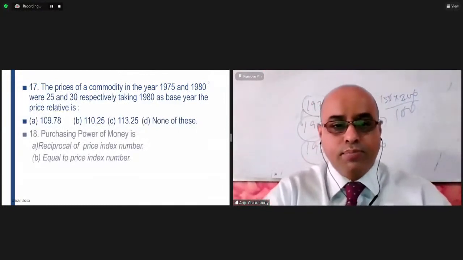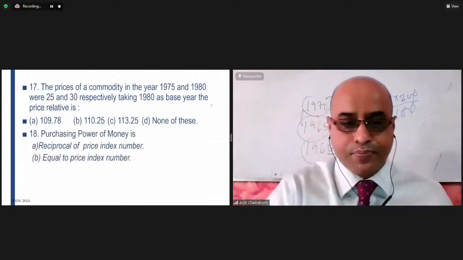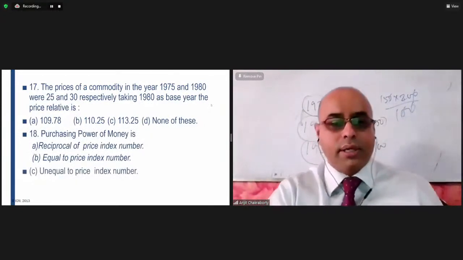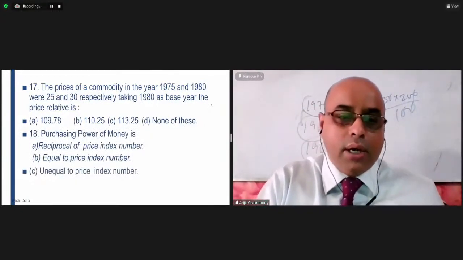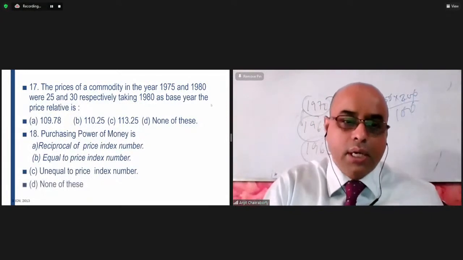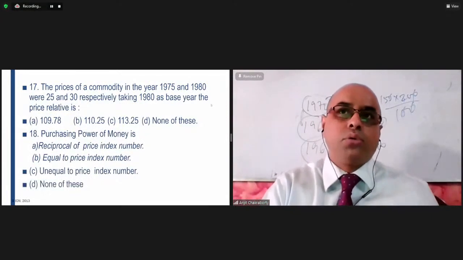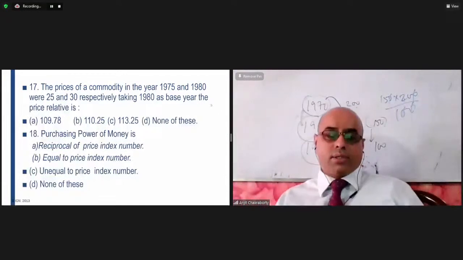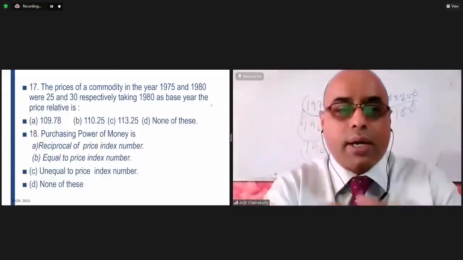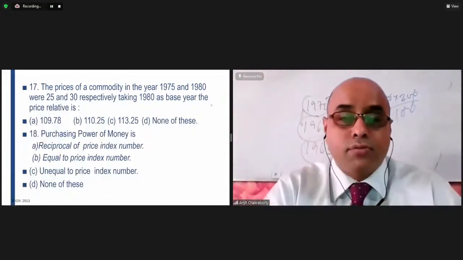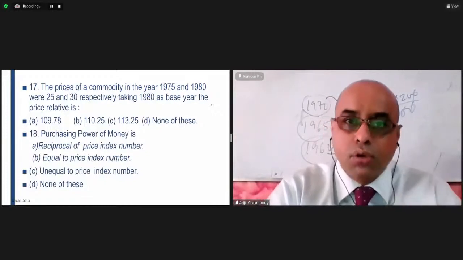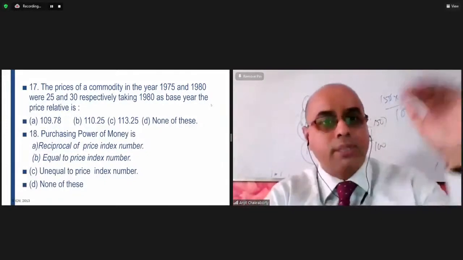The 18th question, purchasing power of money is what? A reciprocal of price index, equal to price index, unequal to price index, none of these. Well, the price index shows the increment in the price of a commodity, and the reverse of that shows the purchasing power of money. So as the prices go up, the purchasing power of money is falling.